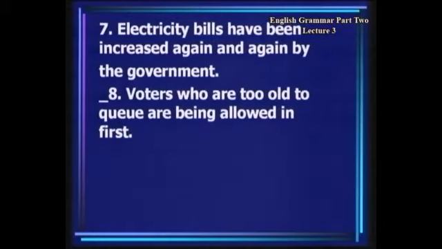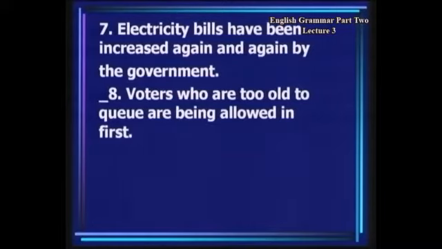Electricity bills have been, verb to be, increased, past participle, again and again by the government. This is correct. Voters who are too old to queue are being allowed in first. Now, this is again a sentence which is in the present continuous tense.